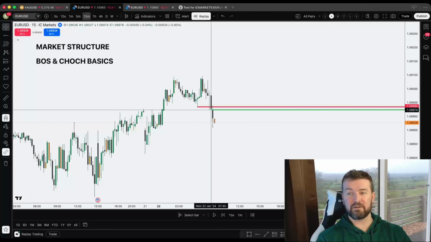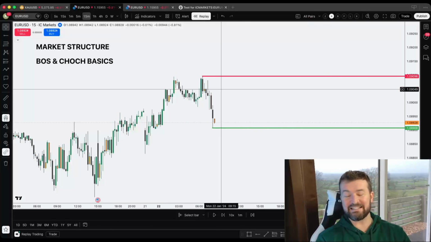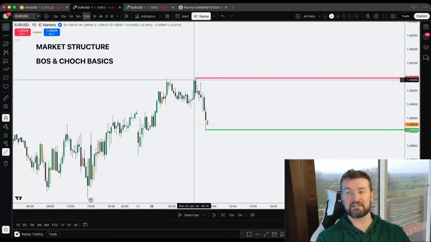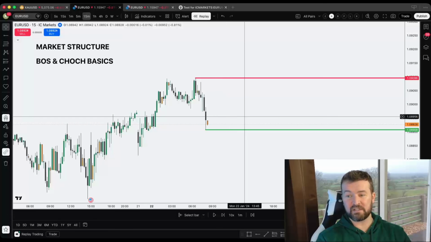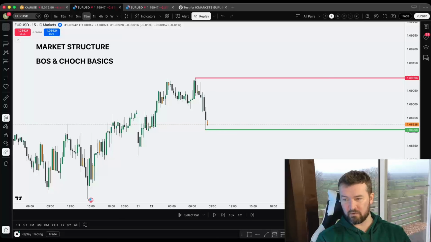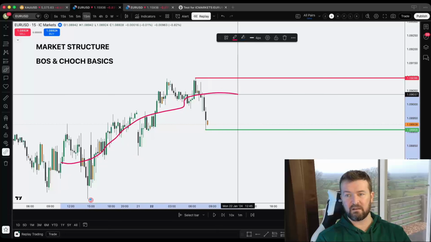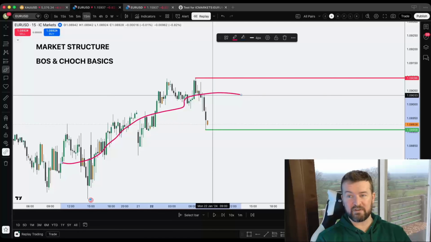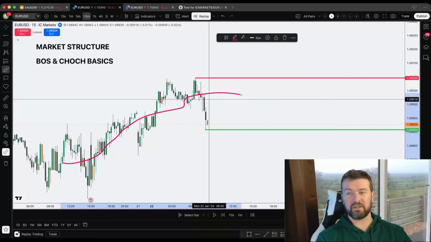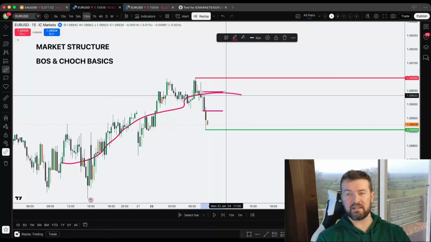Okay, so now that it's broken, we're just going to swap around BoS and CHoCh. And we can clearly see just by using these green and red lines, okay, the market is moving down. So now you just need to start pairing this up with how you're going to trade. So if you're using a moving average, the moving average is probably going to look something like this. So you can say, okay, anything below this moving average line, I'm going to be looking to short. If you're using order blocks, you would probably say from here to here.